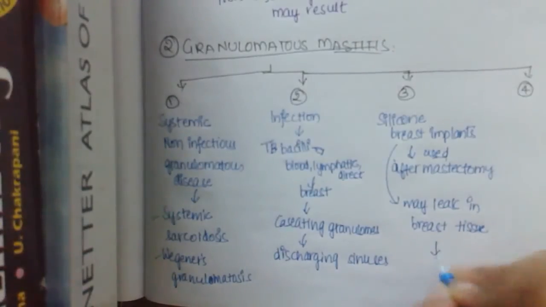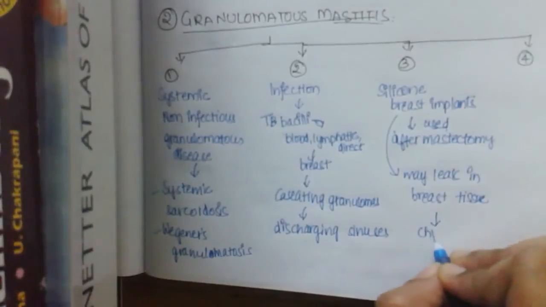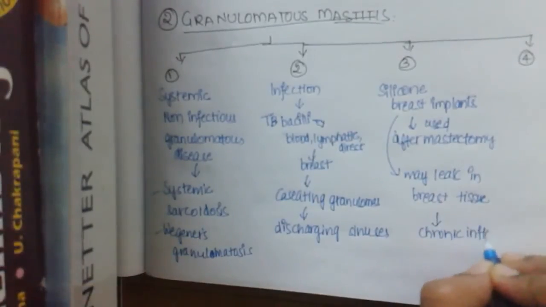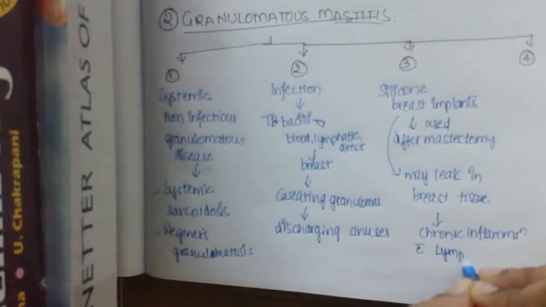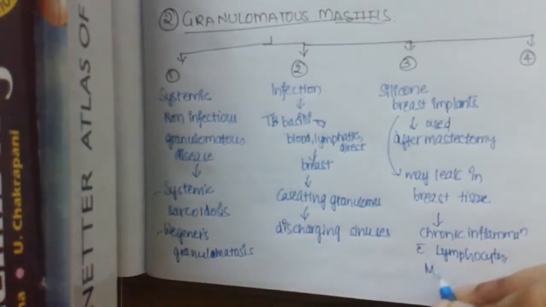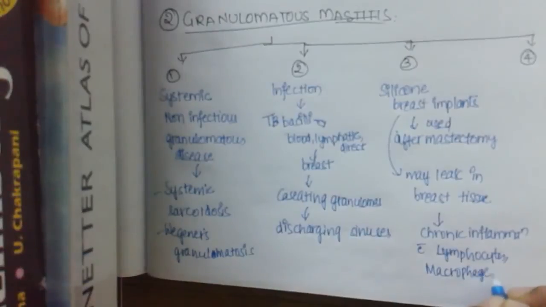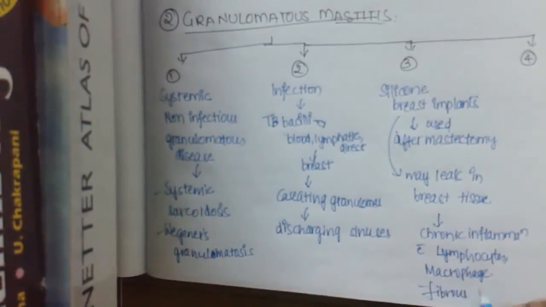This leakage leads to chronic inflammation with lymphocytes and macrophages, and a fibrous capsule may be formed surrounding it. So these are silicone breast implants. They are used after mastectomy and may leak into the breast tissues, because in persons who have breast cancer, mostly they remove the breast and implant silicone breast implants for cosmetic reasons.